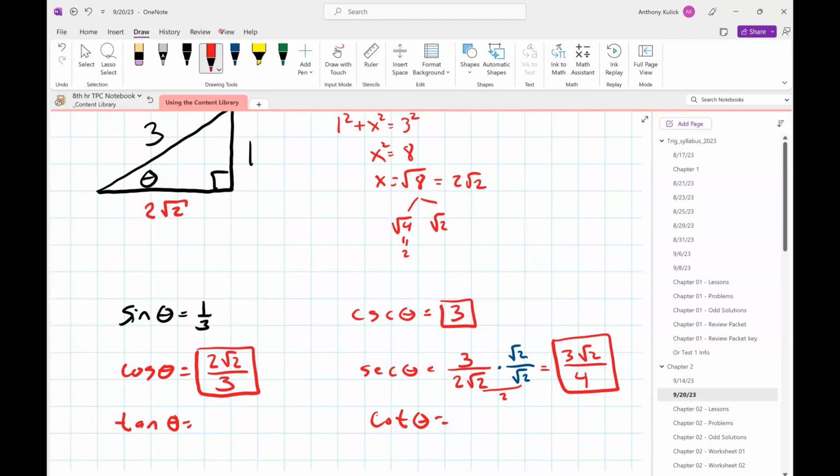What's tangent going to be? Just the numbers. 1 over 2 root 2, right? Opposite over adjacent. And we have to do that same thing to the denominator again. So root 2 over 4. What's cotangent going to be then?